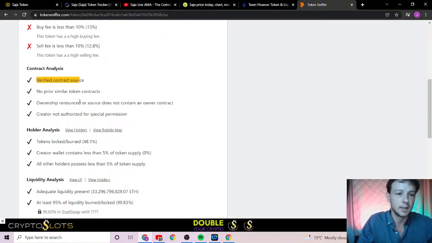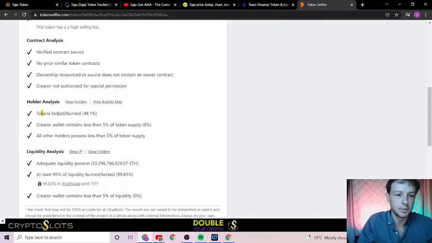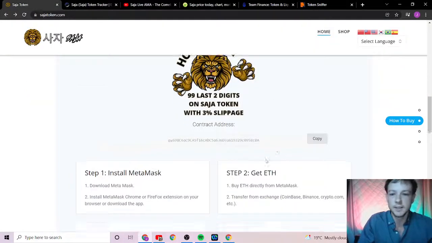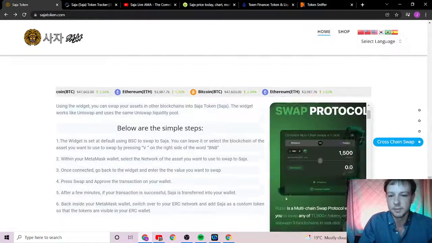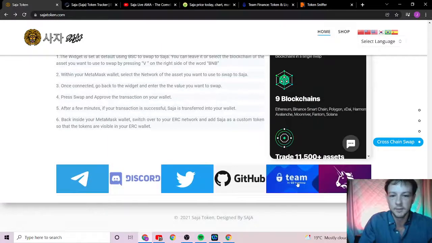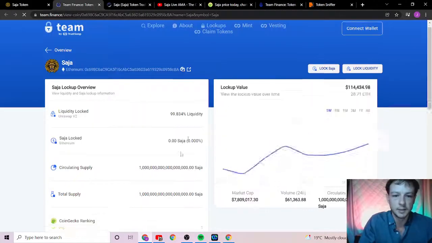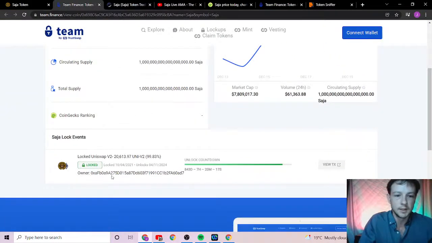So the contract is verified, ownership is renounced. The total tokens burnt is 48%, which we'll check on the ETH scan. And the creator wallet does contain less than 5%. Now, the liquidity is locked for 4 years, I believe, and you can check that when you go to the bottom of their website. You go to the team, finances, when it loads. So there it is at the bottom.